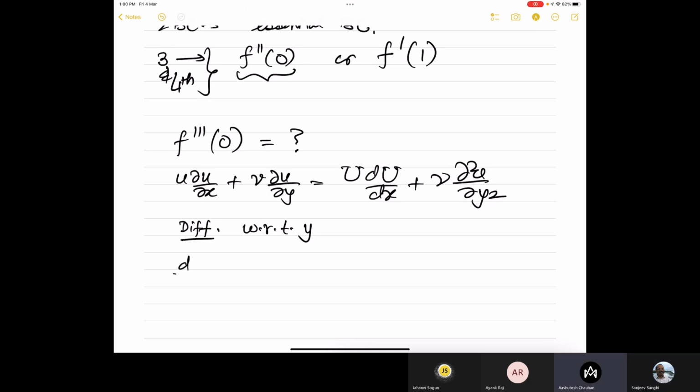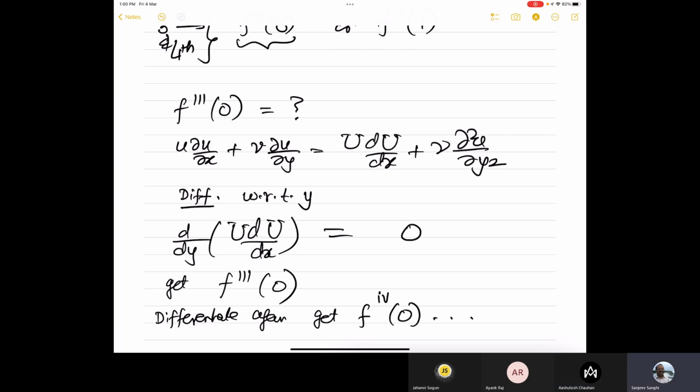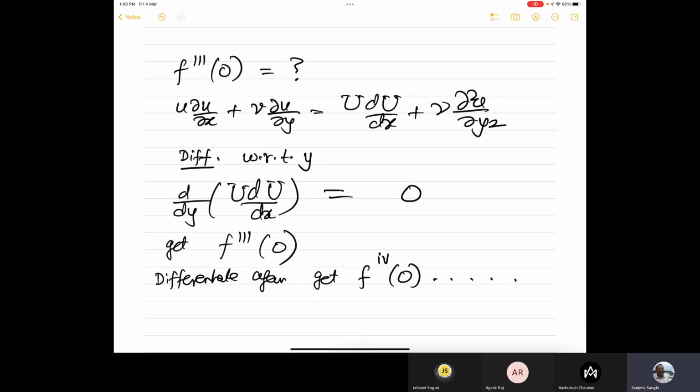Now d by dy of capital U du by dx will be 0 because everything only depends on x. And from here you can get f triple prime 0, and you can differentiate again, get the fourth derivative, and keep on doing this. But these are basically the way we have done this.